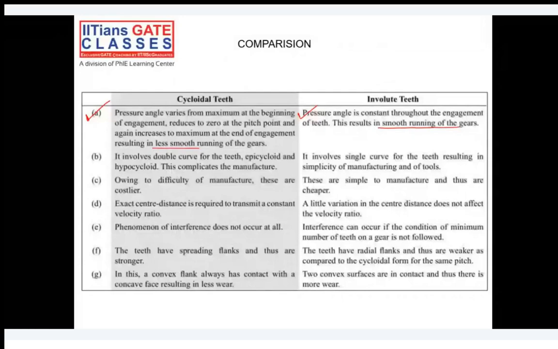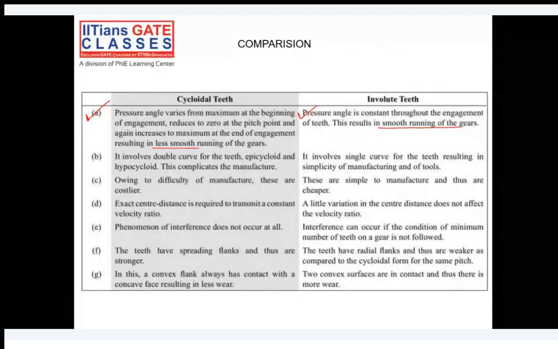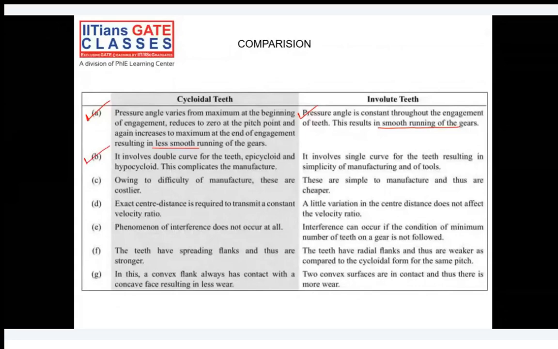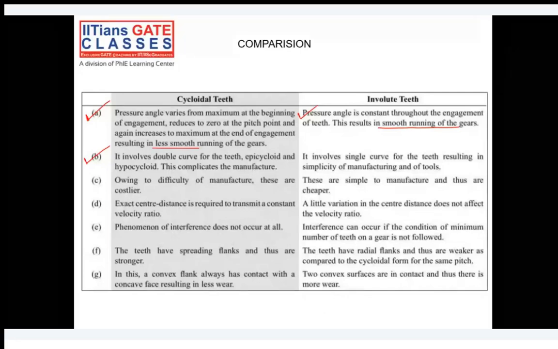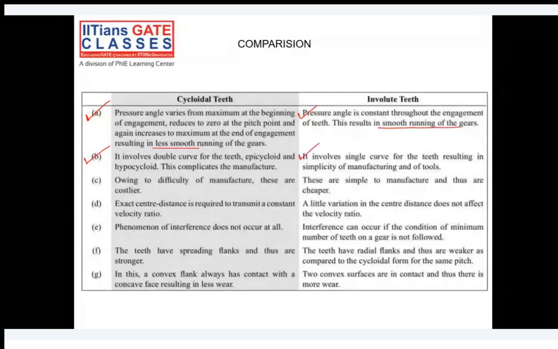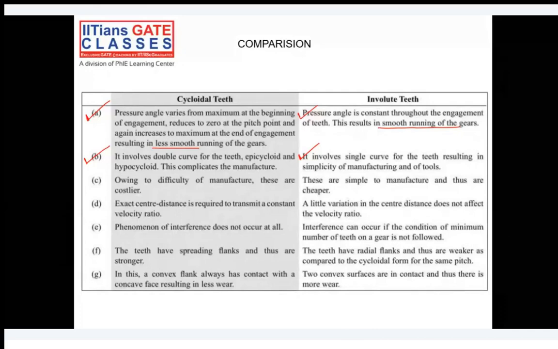Another point, as I already explained to you: in case of cycloidal teeth profile, a double curve is used, epicycloid and hypocycloid. So it complicates the manufacturing of this profile. Whereas in case of involute teeth, we just use a single curve, which results in simplicity in manufacturing. So cycloidal profile is difficult to manufacture, and involute profile is easy to manufacture. If it is difficult to manufacture, what does it mean? It is more costly. If it is easy to manufacture, it is comparatively cheaper.